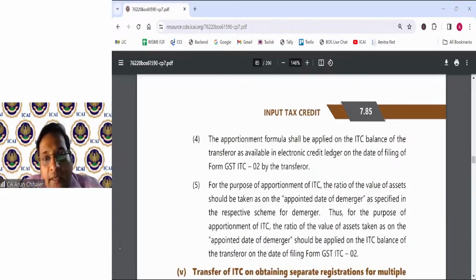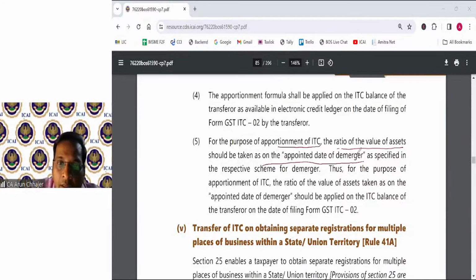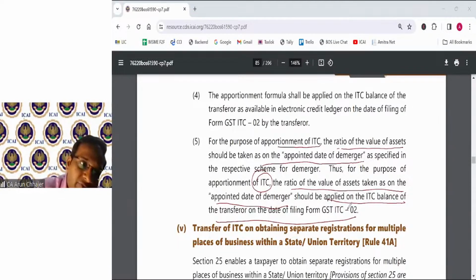The apportionment formula shall be applied on the ITC balance of the transferor as available on the date of the filing of ITC 2. For the purpose of apportionment of ITC, the ratio of value of asset shall be taken as on the appointed date of the demerger as specified in the respective scheme for demerger. Thus, the ratio of value of asset taken as on the appointed date of the demerger should be applied on the ITC balance on the date of the filing of ITC 02.